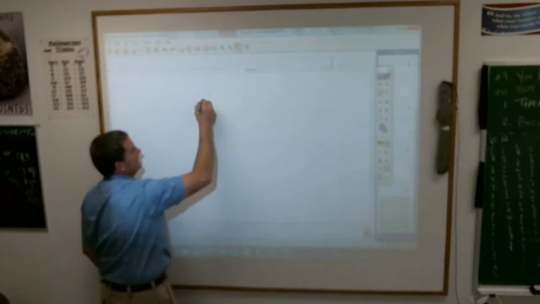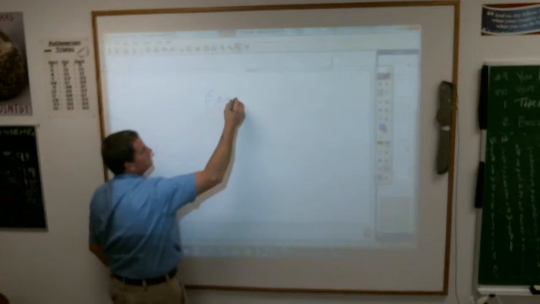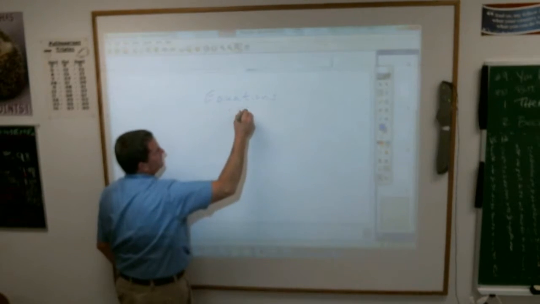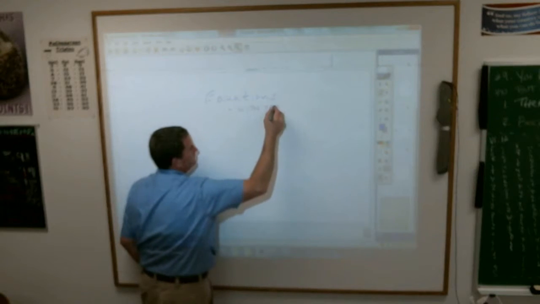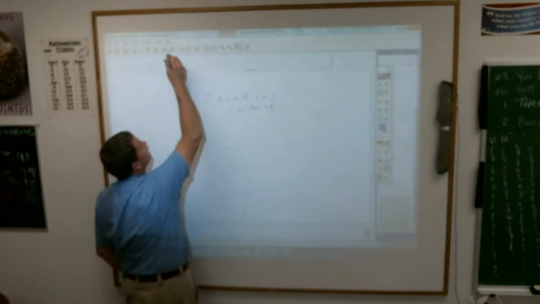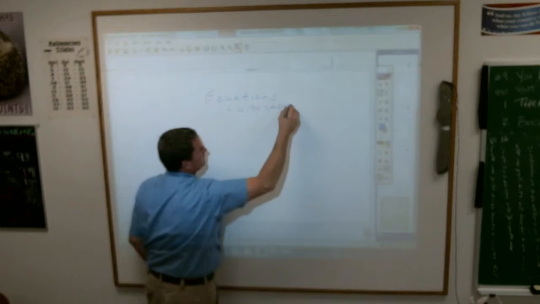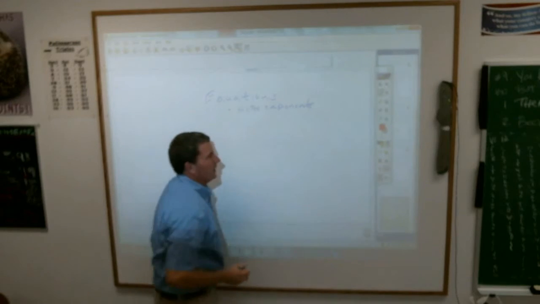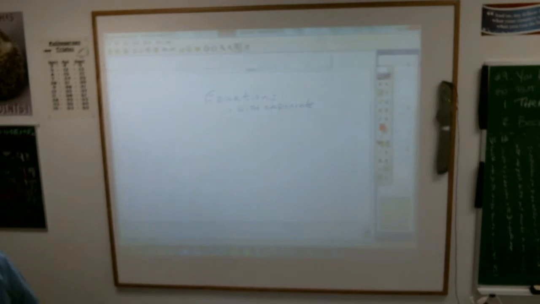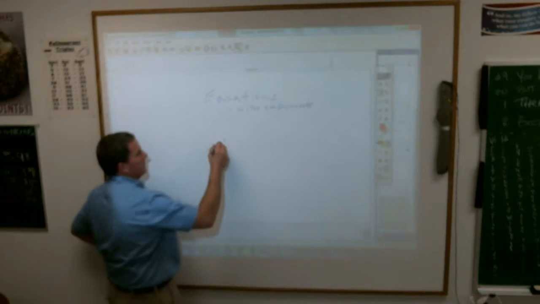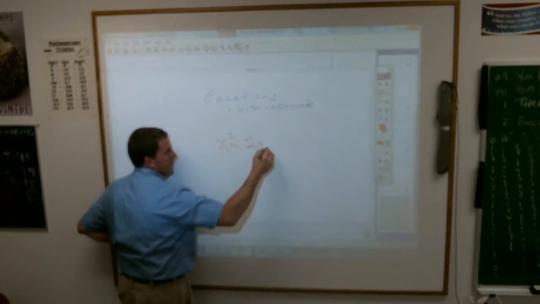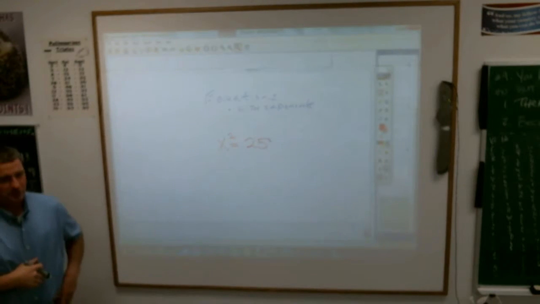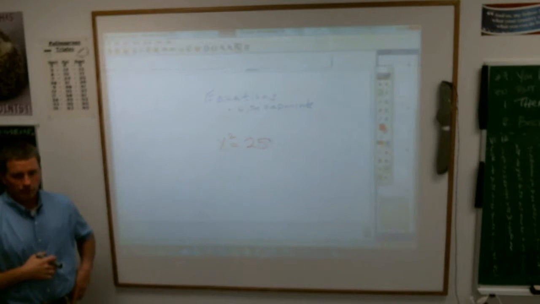Today it is equations with exponents. And particularly when you have a squared variable in it. For example, this, if you have x squared equals 25. Anybody remember we spent a good long time last year on doing this?